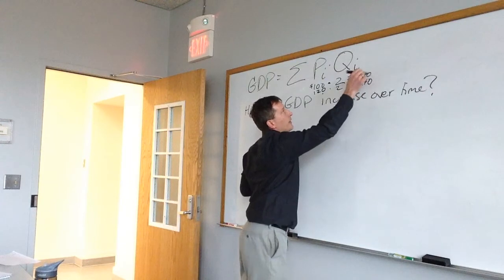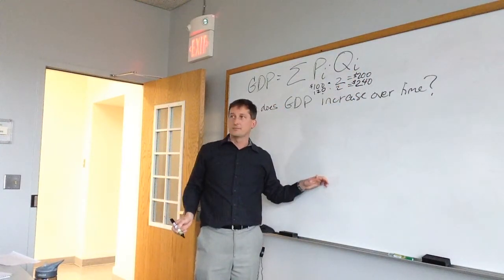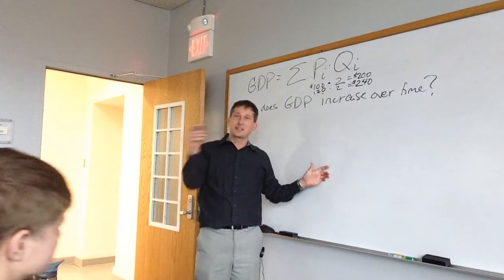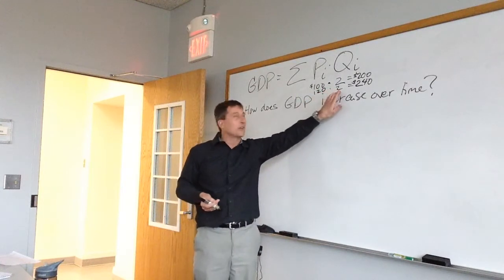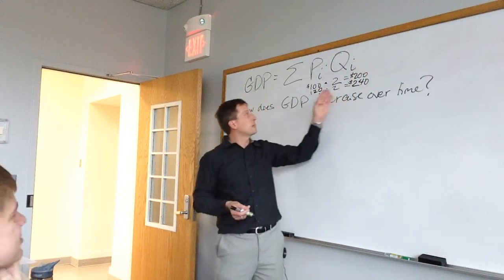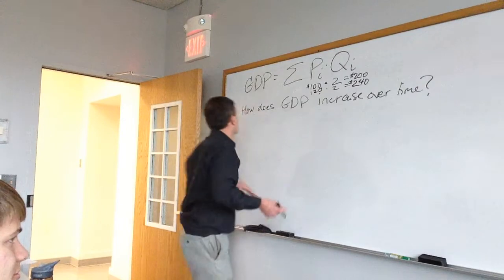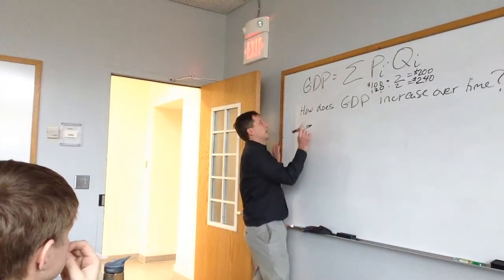240. It was 200. Are you better off? You still got 2 shoes. You're not any better off, right? Maybe shoes is a bad example because usually shoes last longer than a year. Maybe we could have made this beer, would have been a little more fun. So are you better off? No. So the price going up does nothing for you if we just care about the Q. So this is an important issue that we need to figure out. So how does GDP increase over time?